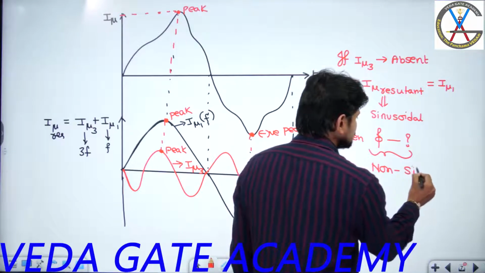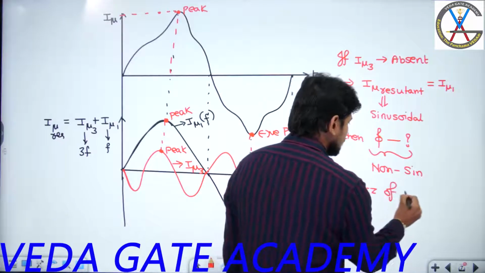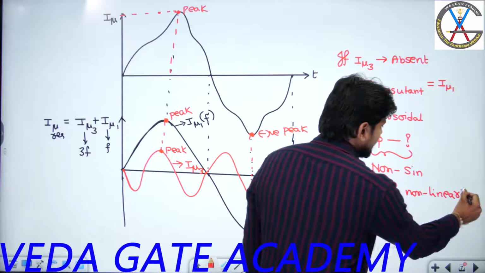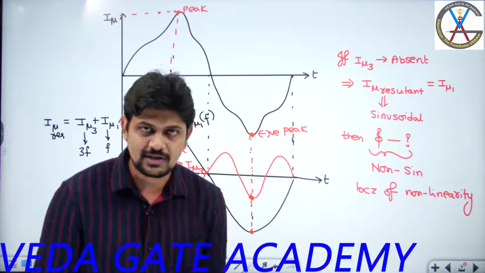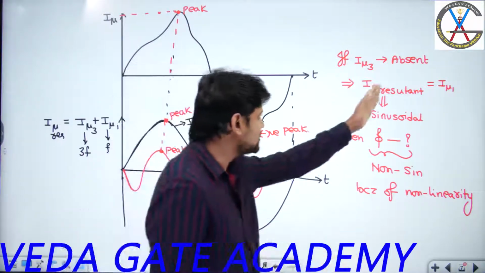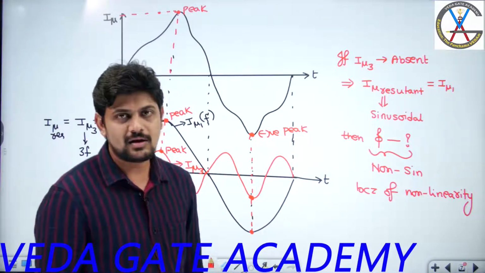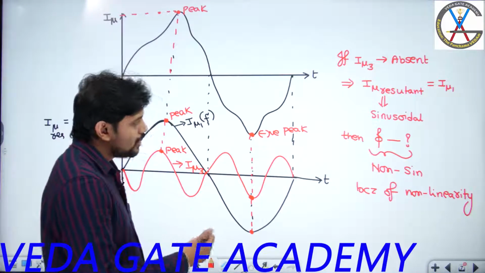Flux becomes non-sinusoidal in shape, because of whom? Because of non-linearity, because we have a non-linearity in the BH characteristics. Because of the non-linear magnetization, if I mu is sinusoidal, then flux becomes non-sinusoidal in non-linear machines or a practical transformer. Have you understood this point? Right, now how to prove this?